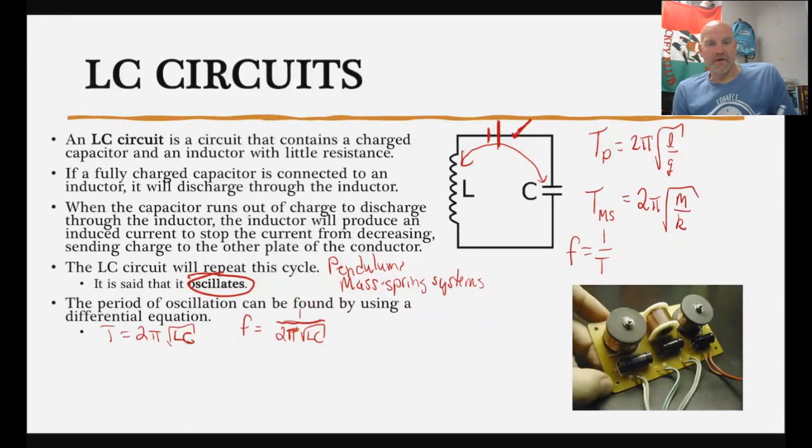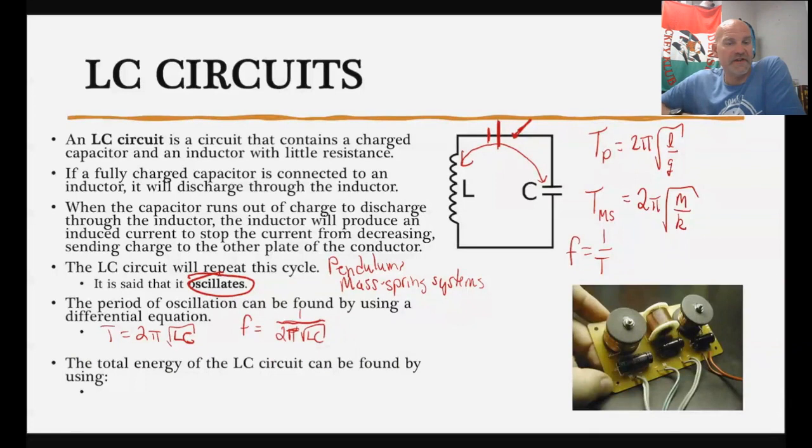All right. So you can either find the period first, then substitute into f equals 1 over T, or you can just find the period and frequency separately. But that's how you calculate the period of oscillation.